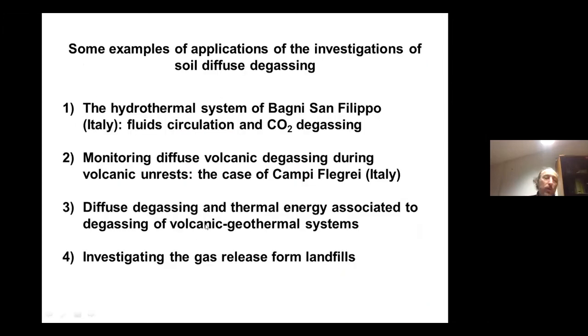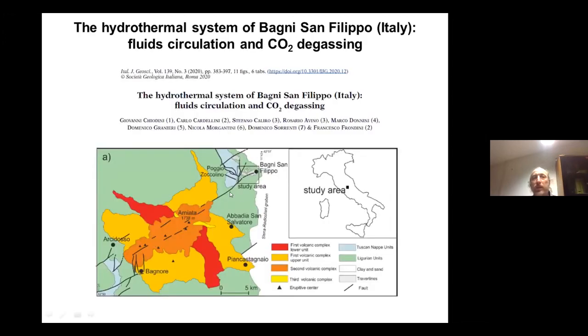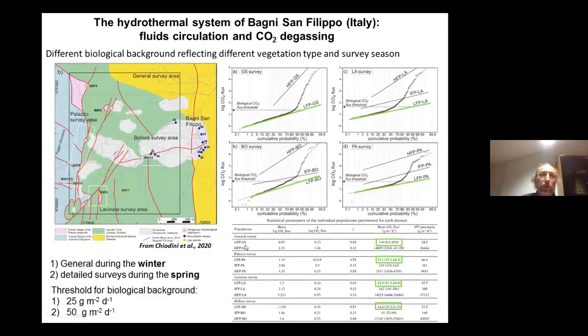And to show an example of this, we will see the first example, which is published in a very recent paper about a degassing area in a geothermal system. The area is Bagni San Filippo, and within this slide we can see some things that we have seen in the theoretical part. For example, these are the probability plots of a general survey done in one area, together with the probability plots of some detailed surveys done in some subsets of this area.